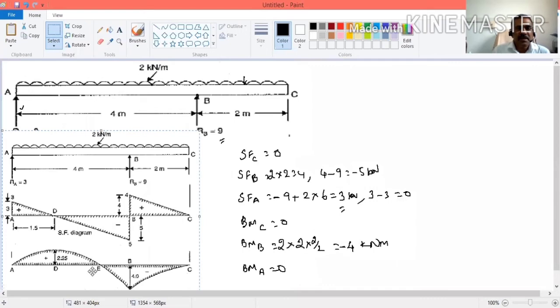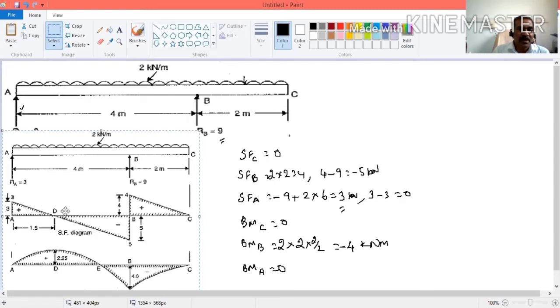This is the shear force diagram, and this is the bending moment diagram. At this point it is 0. Now it is going to plus 4. Why is it linear? Because it is a uniformly distributed load; if it is a uniformly distributed load, shear force must be linear. Then suddenly it is coming to minus 5, then it is going to plus 3, then coming to 0.